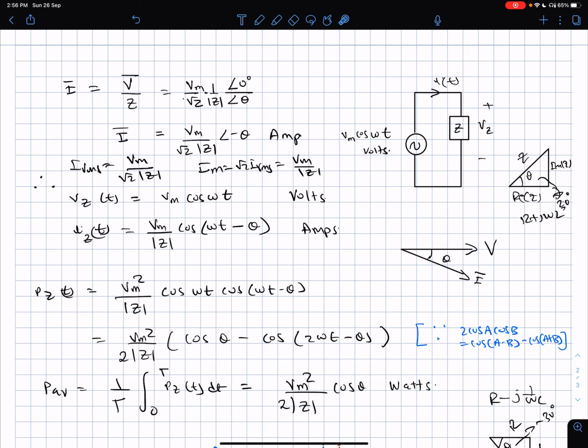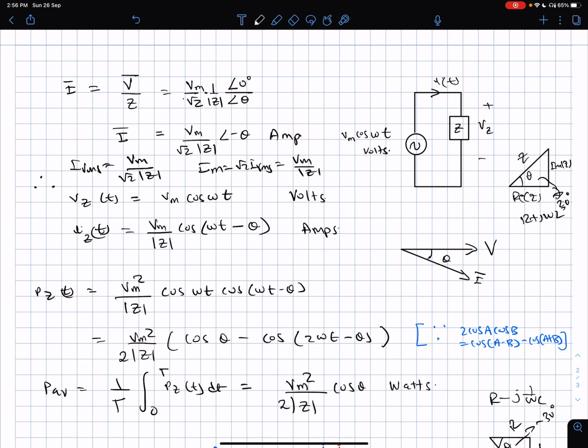Alright. Now you know this current lags by 30 degrees, so its waveform is Vm by magnitude of Z times cos of omega t minus theta. So you have the time domain expression for the current, and you already have the time domain expression for the voltage. Just multiply the two together and you will get the instantaneous power being pumped into the Z, or in other words being consumed by the Z. That expression will come out to you.